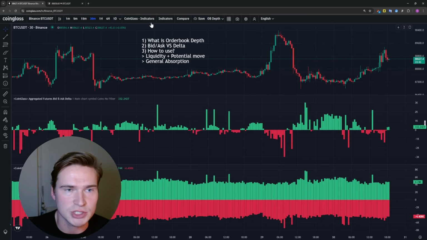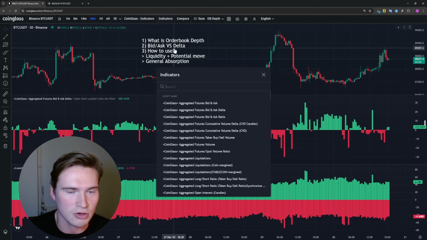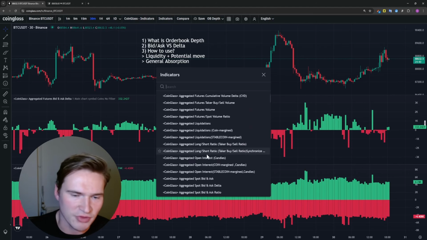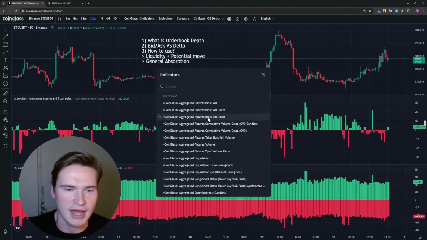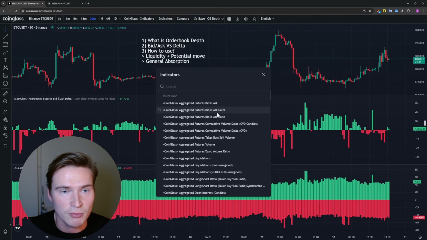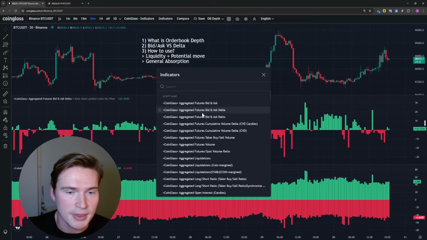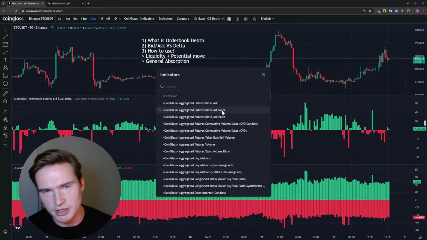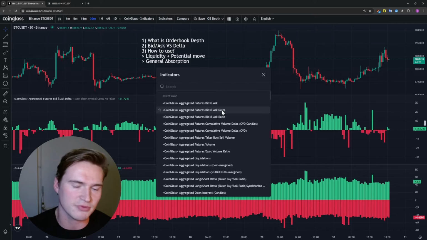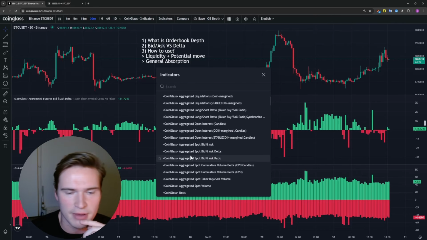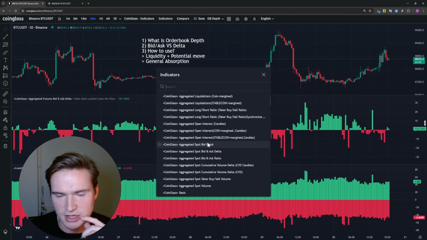And then what you want to do is head over to indicators. There's multiple things you can add, but for now we are going to add aggregated futures bid and ask, which is the order book basically. And then we're going to add the aggregated futures bid and ask delta, which in my opinion better shows the order book depth. You can do the same with spot. So you can also grab aggregated spot bid and ask delta and aggregated spot bid and ask.